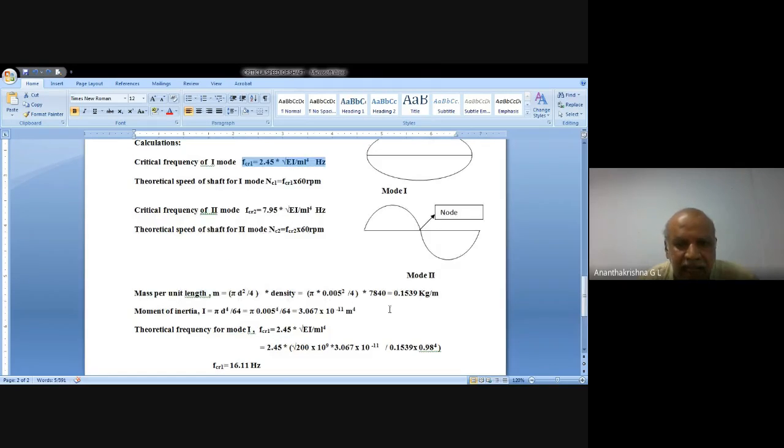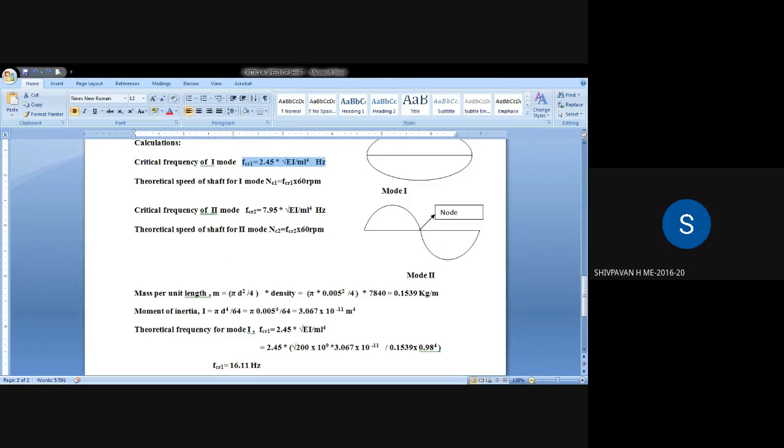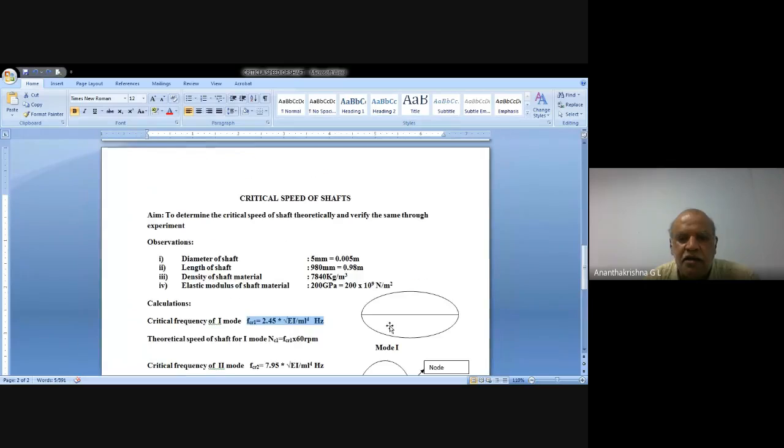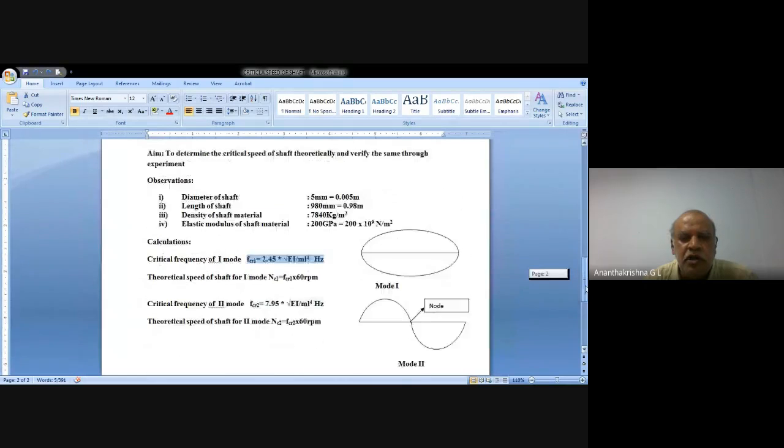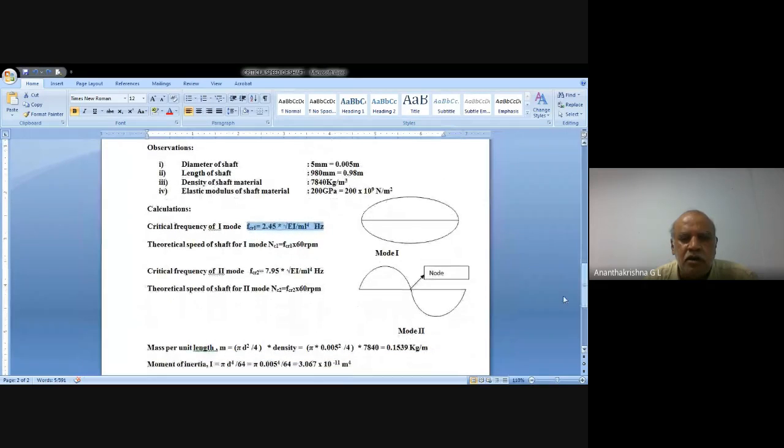Are you all there? Yes, sir. Please calculate and let me know critical speed 1 and critical speed 2. Note down these equations. E stands for Young's modulus, I stands for moment of inertia, m is mass per unit length, and L is length of shaft. Please note down that much. Note down the equations, calculate, and let me know the critical speeds 1 and 2.